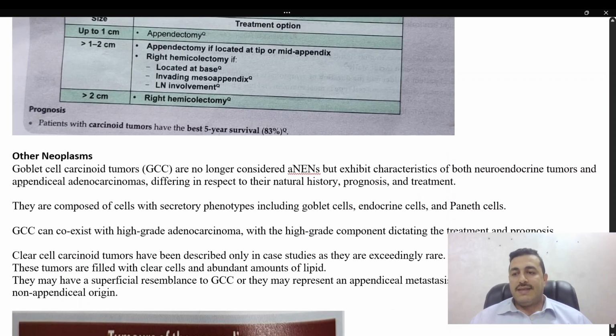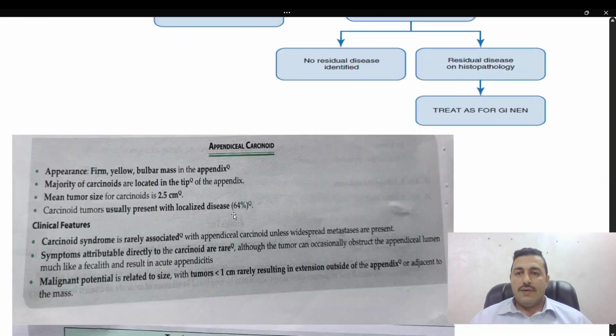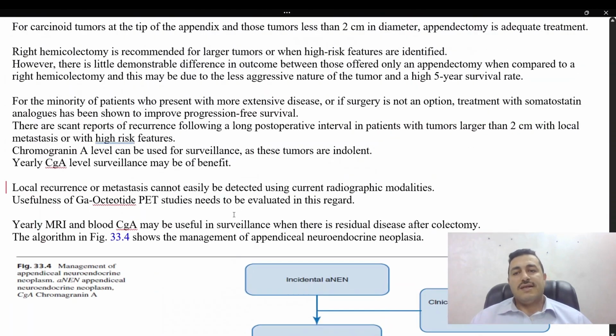This is what I said, that goblet cell carcinoid is no longer considered neuroendocrine tumor. They thought that it's a type of neuroendocrine tumor because it's rich of goblet cells, which are actually lipid rich cells. Okay. Some laboratory tests, yes, can help us.